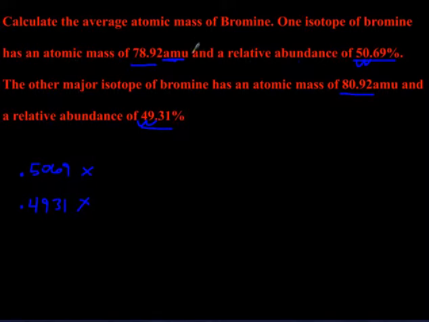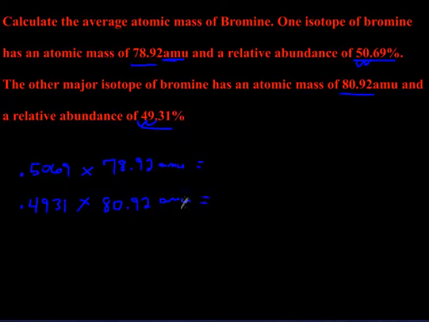Okay, the next step is to multiply this decimal value by the mass that it went with. So this one goes with 78.92. Notice how I'm not changing anything about it. I just copied it right over. And this one's going with 80.92 AMU.